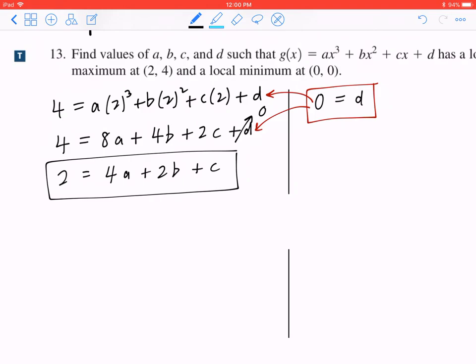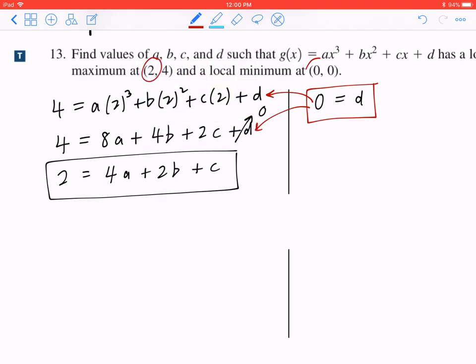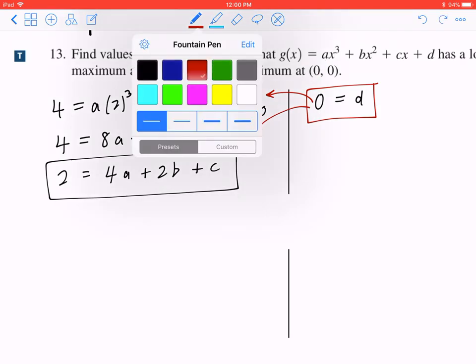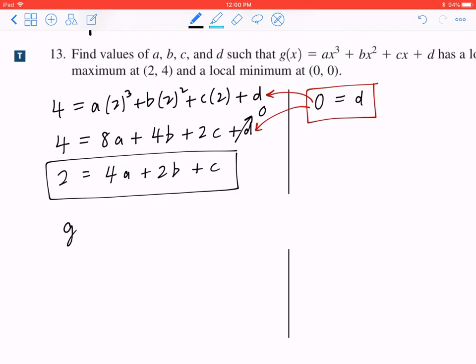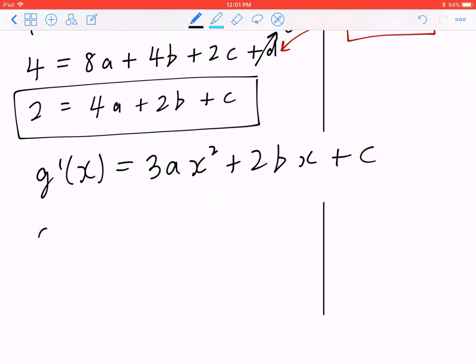Now, we're going to repeat this process again in a moment with the derivative. And the reason why we're doing this is because there are 2 critical points located at 2 and 0, and to use them, first you have to find g prime. So g prime equals to 3ax squared plus 2bx plus c.